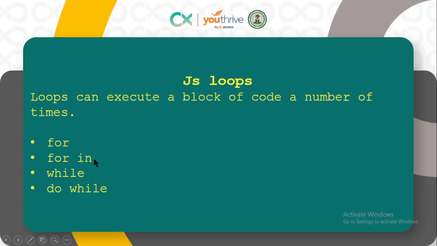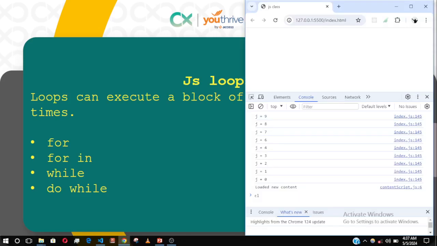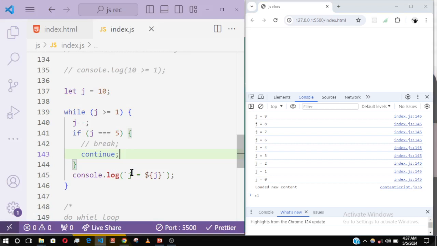Now this for in loop is kind of advanced. Now this is the one I recommend you to be using from this one, because if you're using it, you don't need to worry yourself about the condition, because if you make a mistake in that condition, it can crash your application. So the for in loop is used to loop through the properties of an object.